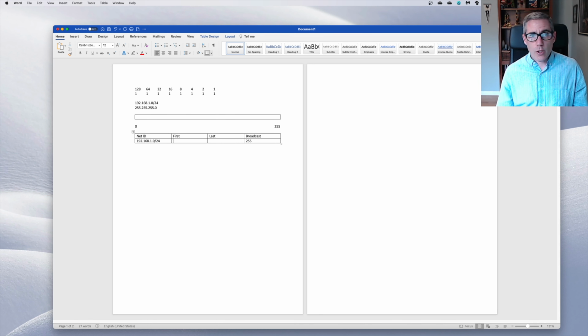So now what we're looking at is our first. And our first is really just saying our network ID, which is all zeros, with a 1. That's the first one. We just add 1 to the network ID. And you convert this from binary to decimal, and that number is 1. It's actually 192.168.1.1.